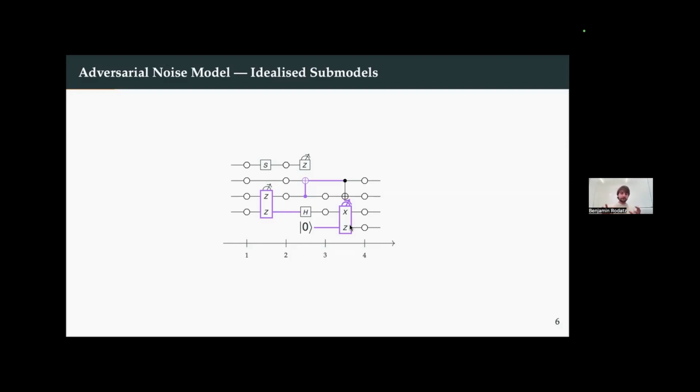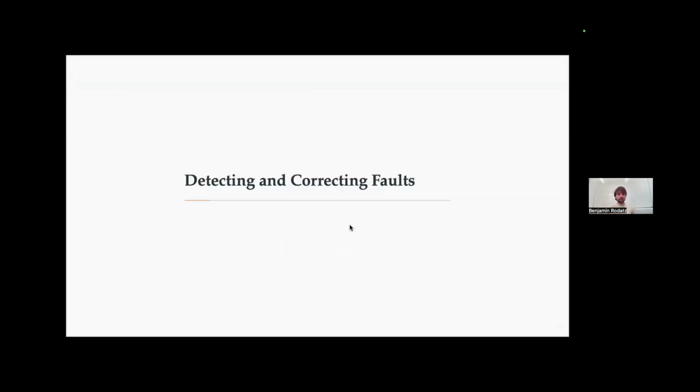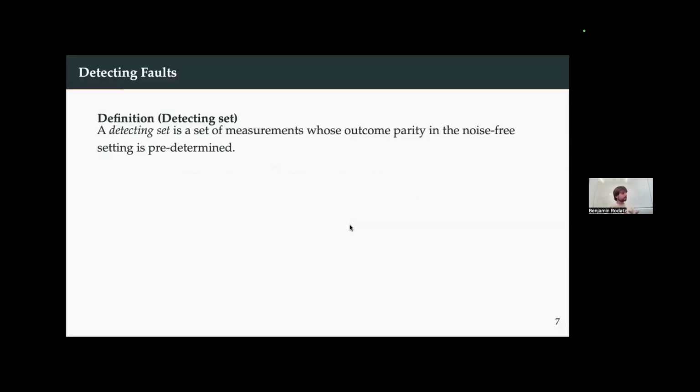Okay, so we've now defined what we mean by faults as Paulis in space-time. We've defined this idea of noise models and idealizations thereof. And then, fault-tolerant quantum computing is all about encoding with redundancy in such a way that errors can be detected and corrected. And for this, we do redundant measurements, where we expect to know the measurement outcome of that particular measurement.